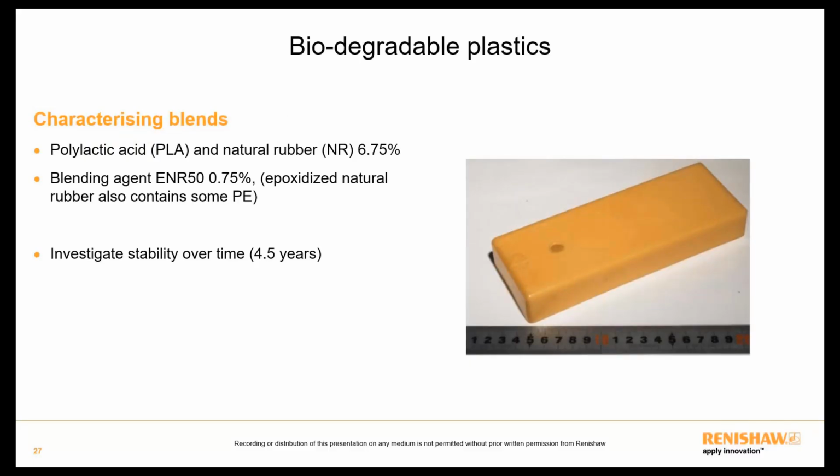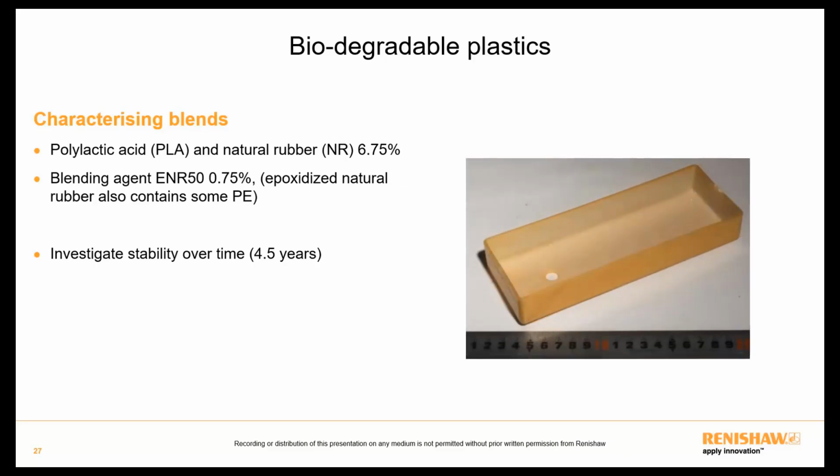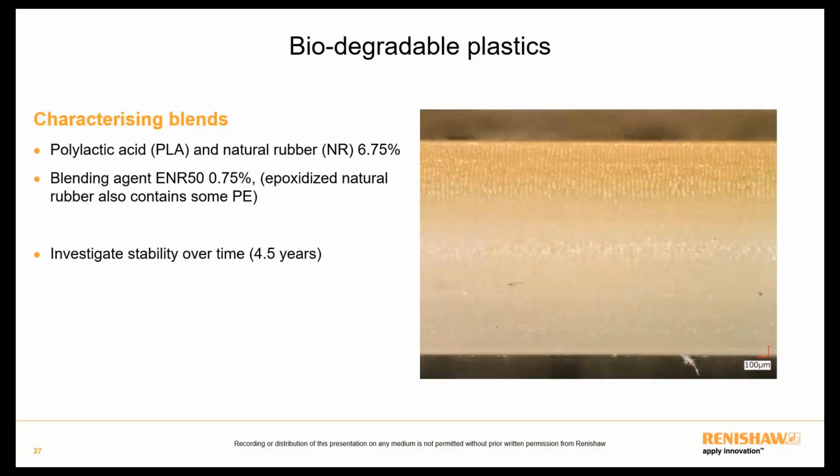So biodegradable plastics are made from sugarcane or corn, and they decompose with the surrounding moisture and temperature from the environment. So for this example, we have a biodegradable plastic container and the inside of it. And we can see that there's some color change between the outside and the inside of this container. Now, in this case, the blend was made from a polylactic acid, natural rubber, and a blending agent.